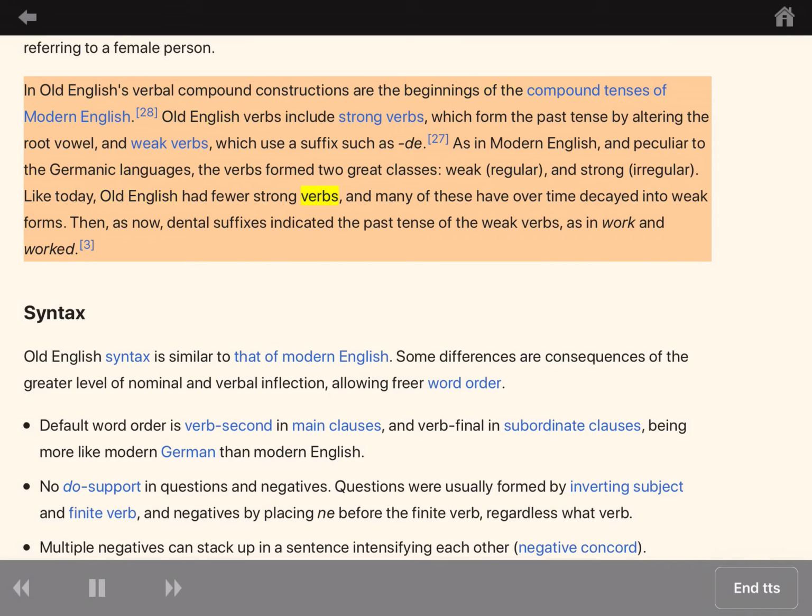Old English verbs include strong verbs, which form the past tense by altering the root vowel, and weak verbs, which use a suffix such as de, as in modern English, and peculiar to the Germanic languages. The verbs formed 2 great classes, weak and strong. Like today, Old English had fewer strong verbs, and many of these have over time decayed into weak forms. Then, as now, dental suffixes indicated the past tense of the weak verbs, as in work and worked.